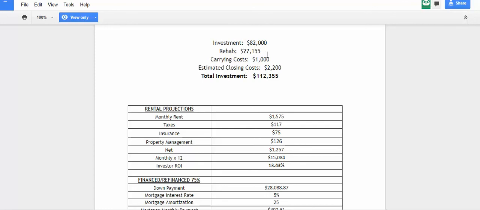Not everybody can do that, but maybe you can borrow private money, short-term money, a hard money loan, that's a possibility. Or you could just get a loan on that first $82,000. But we're going to go the whole cash and then refinance out. So our whole costs in there will be $112,355.